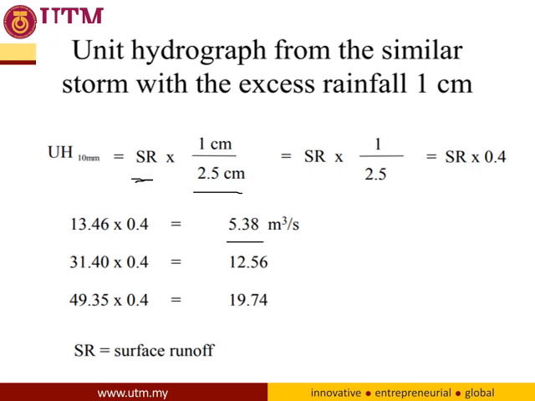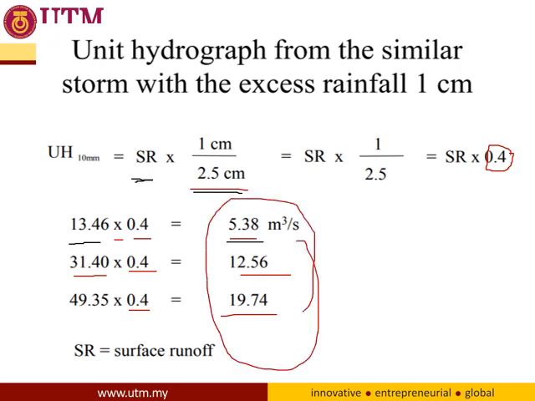And for the first row 13.46, you divide by 2.5. Or here for simplicity it converts 1 over 2.5 into 0.4. So that is why it multiplied by 0.4. So you get the 5.38. Okay, and for the next row also multiply by 0.4. So you get this, and so on. So this is the ordinate, or the value, for the unit hydrograph.